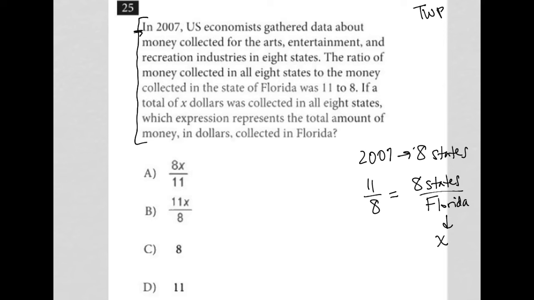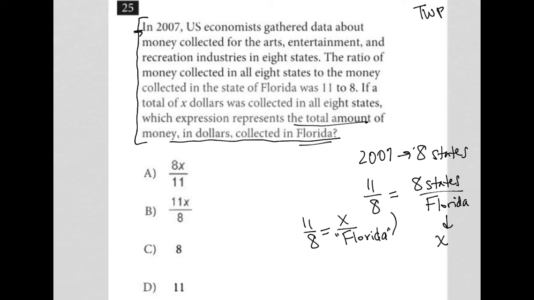Which expression represents the total amount of money in dollars collected in Florida? So in essence, I have 11 over 8 is equal to X over, I'll say, Florida. I'm looking for the total amount of money in dollars collected in Florida, which in essence means I want to solve for Florida. I want to isolate this term, Florida. I'm treating Florida, the word, as if it were its own variable, and I'm isolating it.